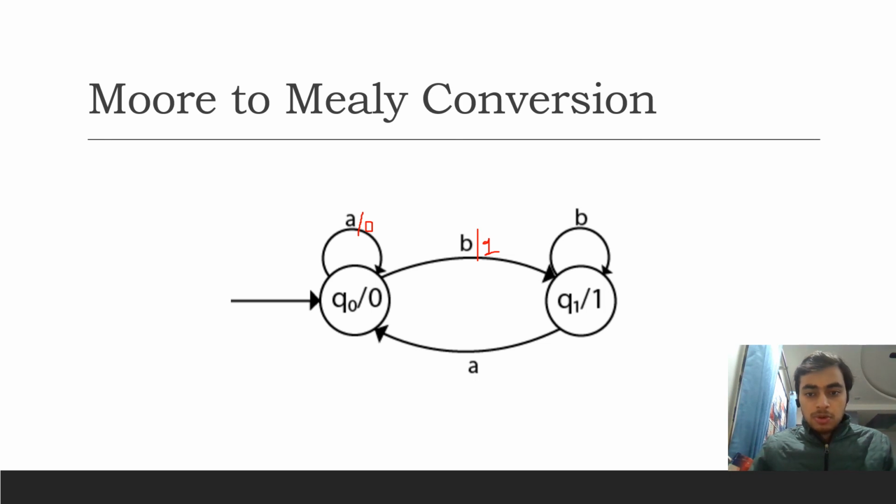Now we should come to Q1 state. From Q1 state, if we give input of B, we get 1. So we can write B slash 1 here. From Q1 state, if we give input of A, we get an output of 0. So we can write this here, and we can remove these from here. We got our final Mealy machine. You can check this on the next slide. You can check your answer on the next slide also.